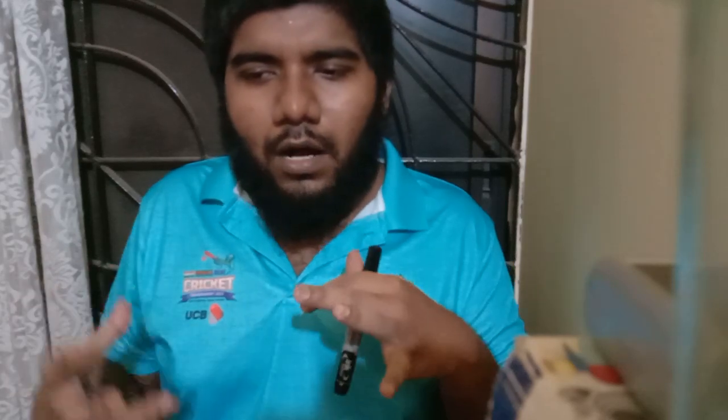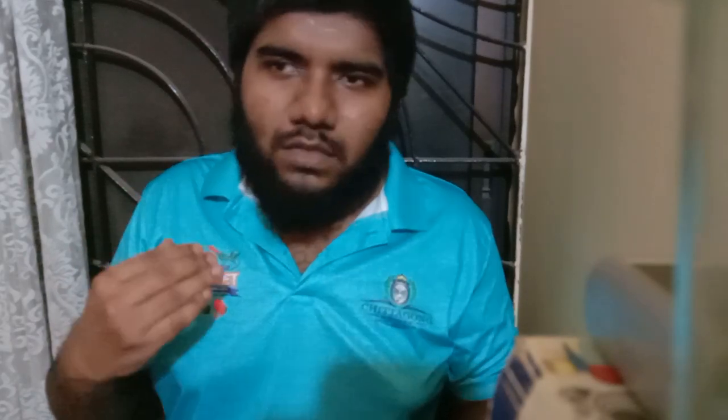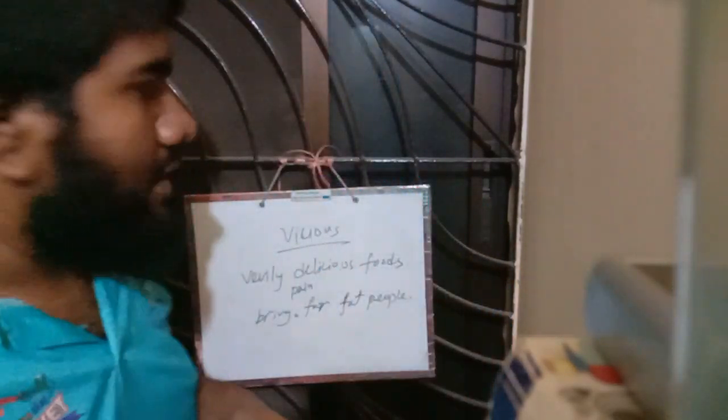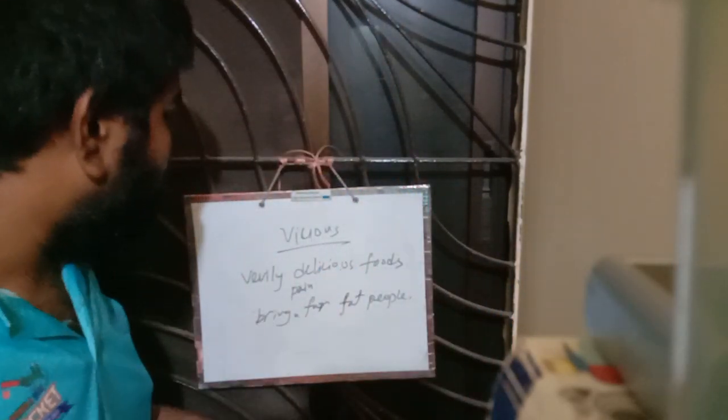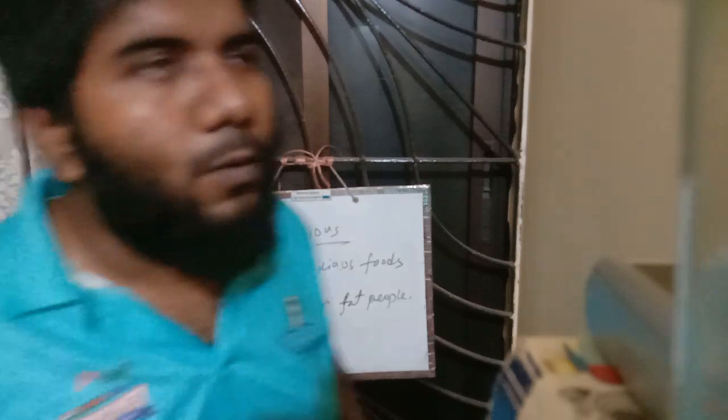They will suffer from many diseases like hypertension and extreme weight, and they will not be able to run faster, like an old person. They will be unable to breathe properly, so all this comes with that. So the thing is, very delicious foods bring pain for fat people. This word vicious is a synonym for acute.